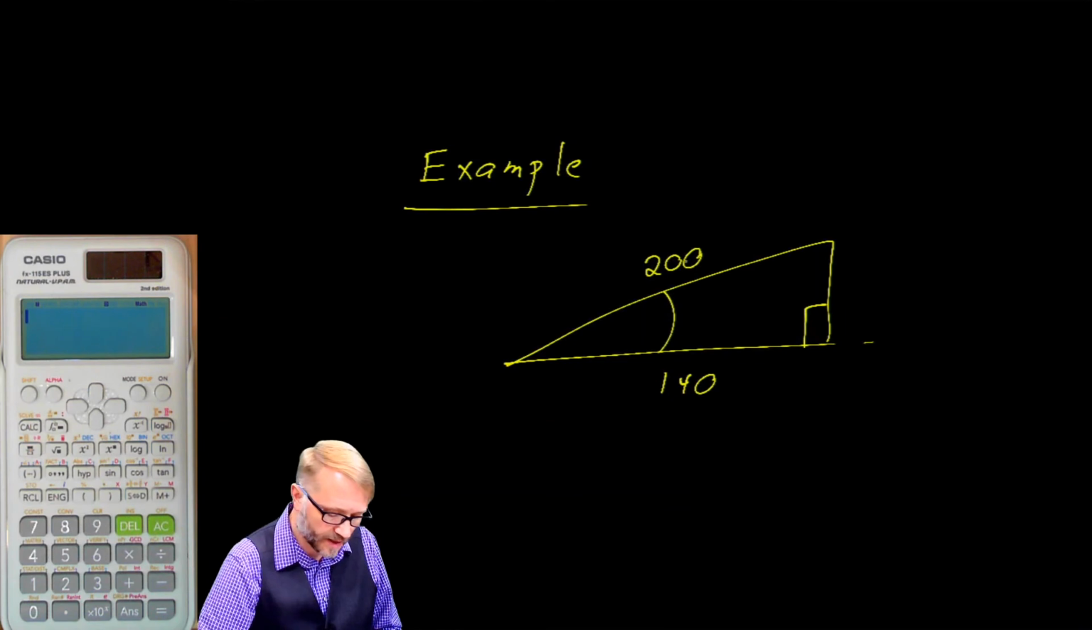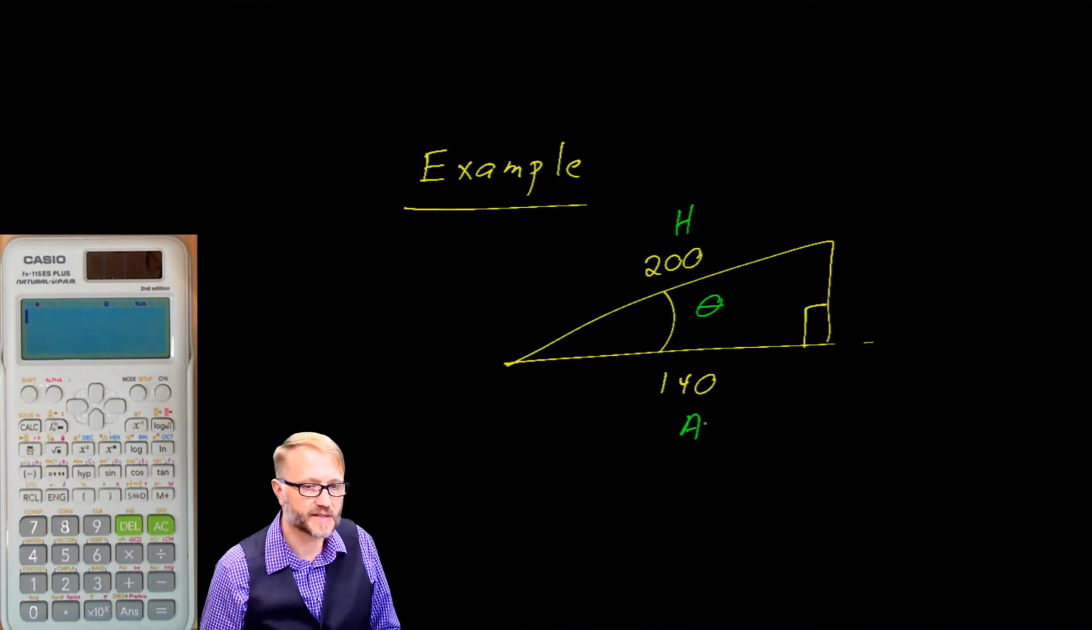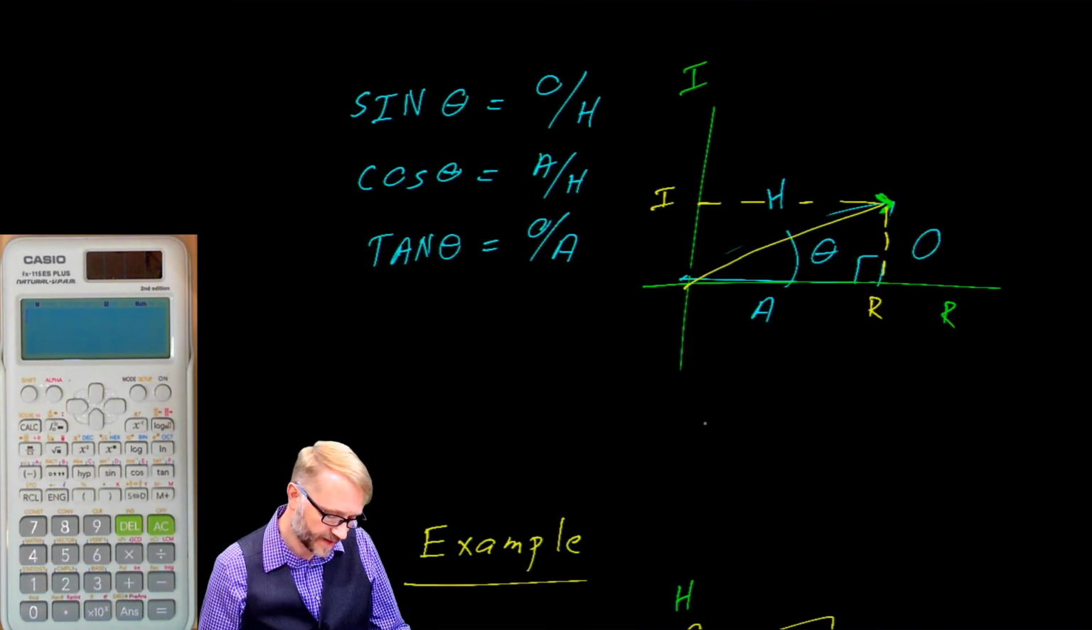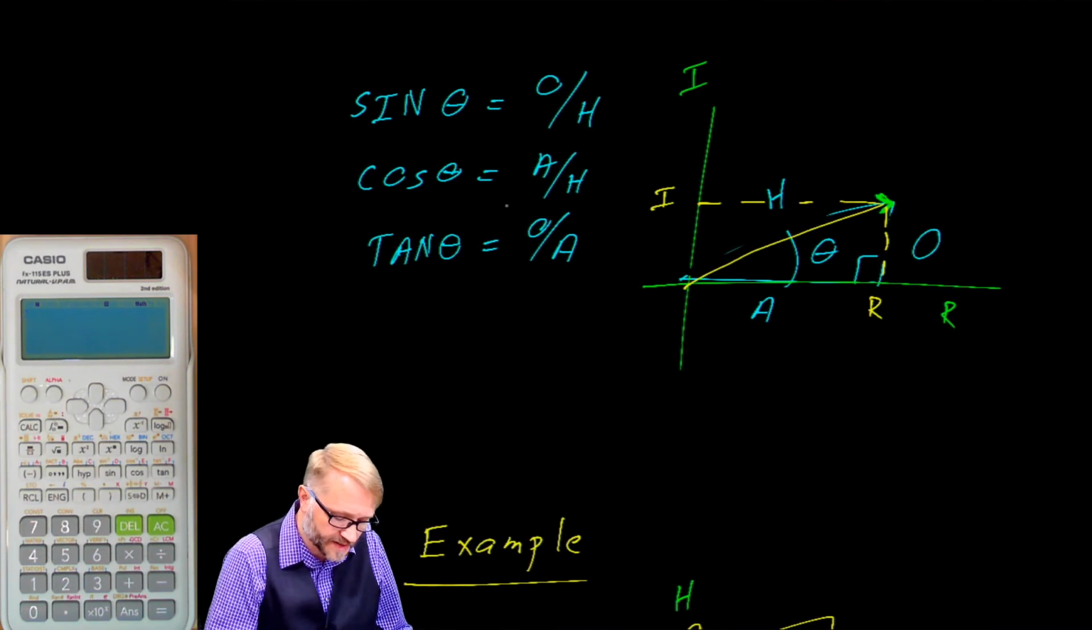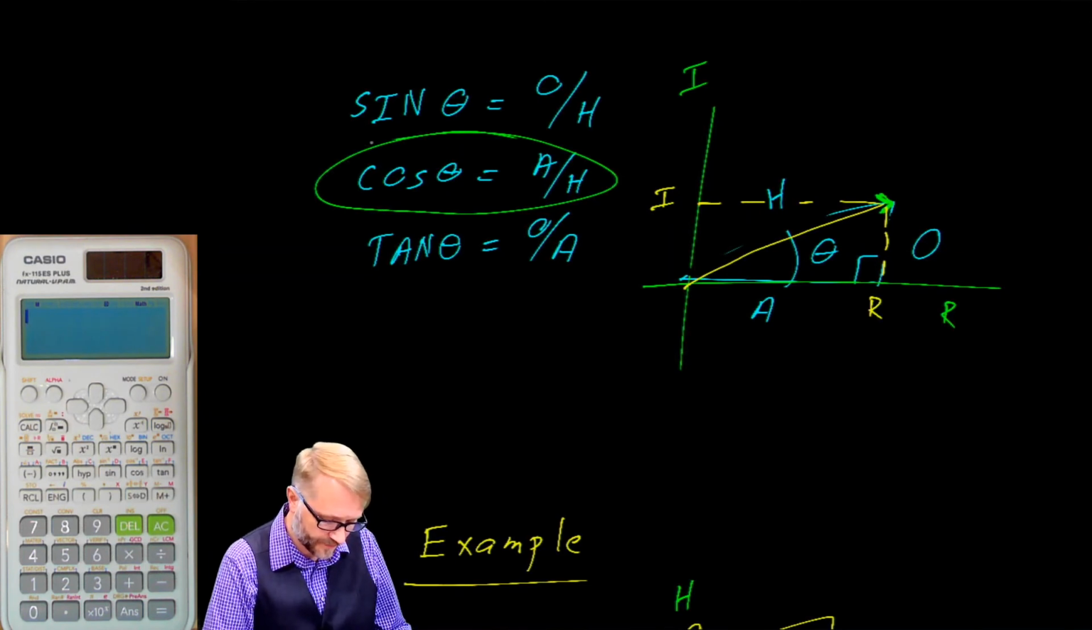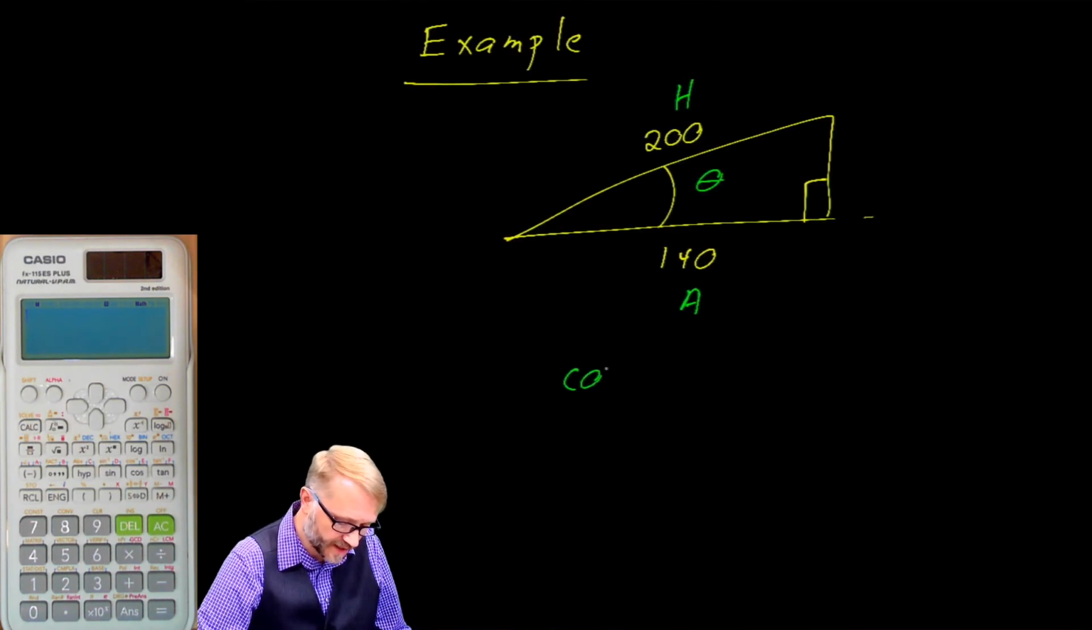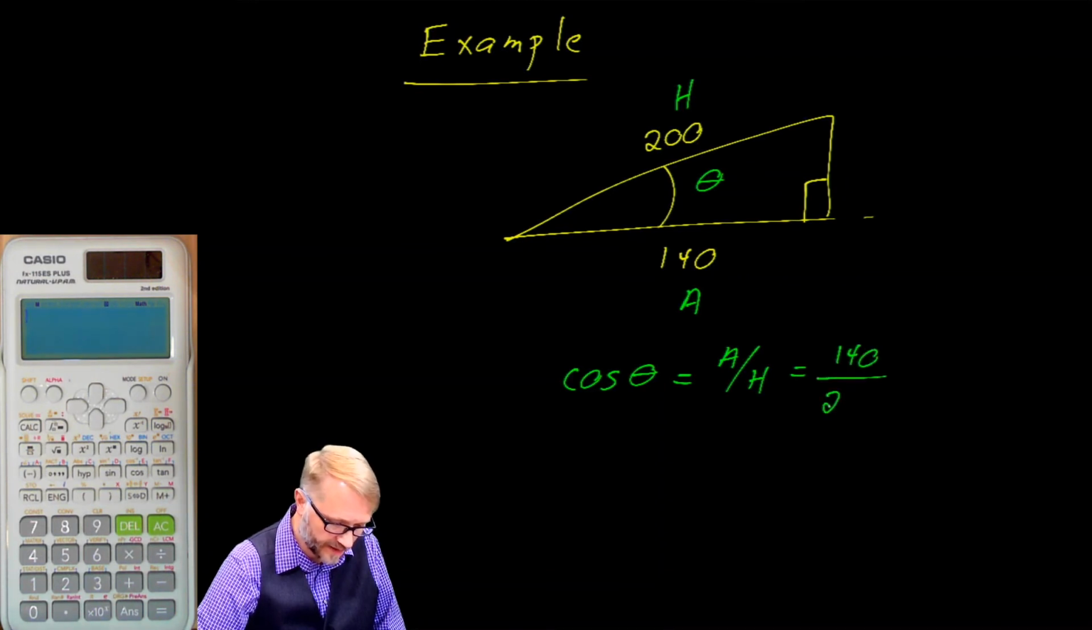Can you solve for the angle theta? On this triangle, we have the hypotenuse and we have the side that is adjacent to angle theta. So if we go back up here and we look for something that has the hypotenuse and the adjacent side, we find this. So we come down here, we would say the cosine of theta is equal to the adjacent over the hypotenuse, which gives us 140 over 200.